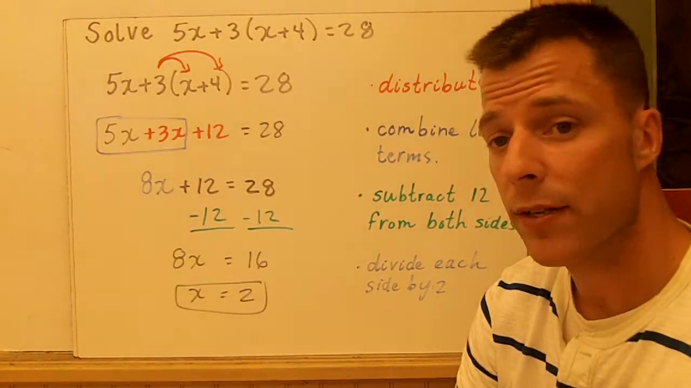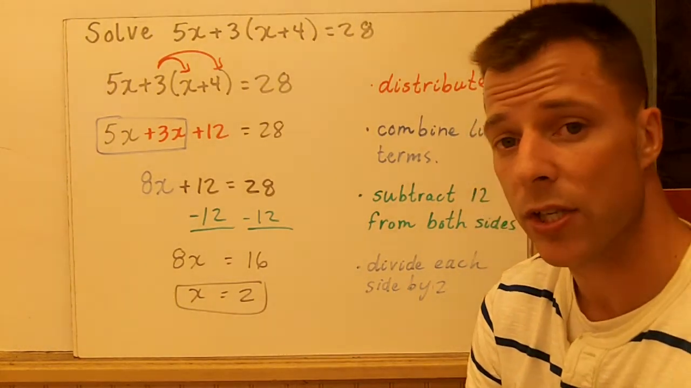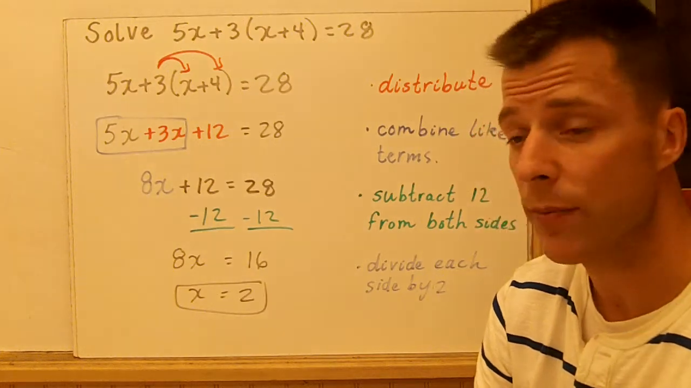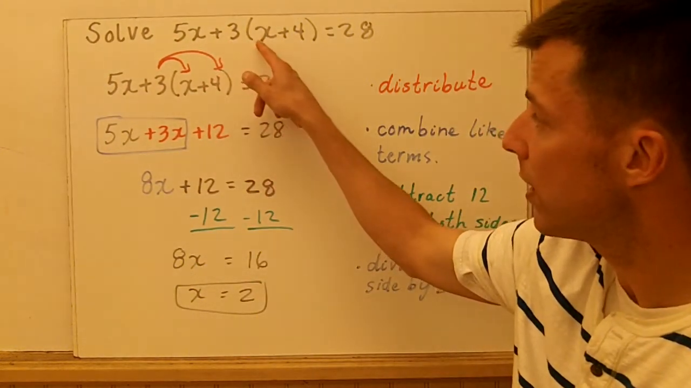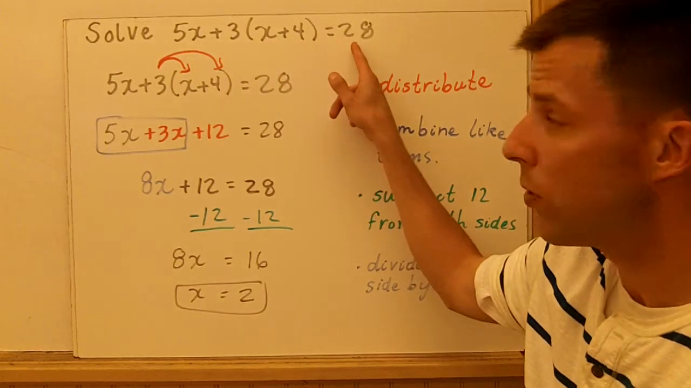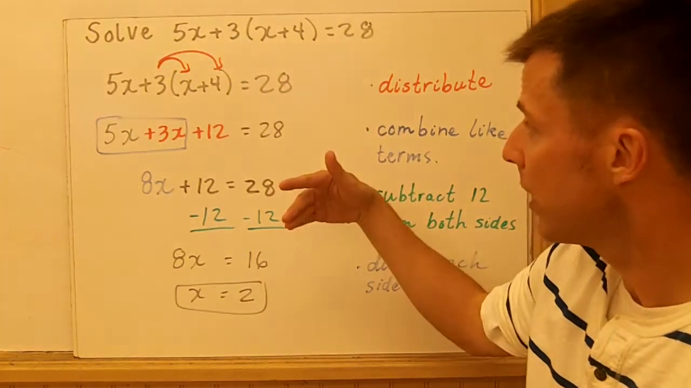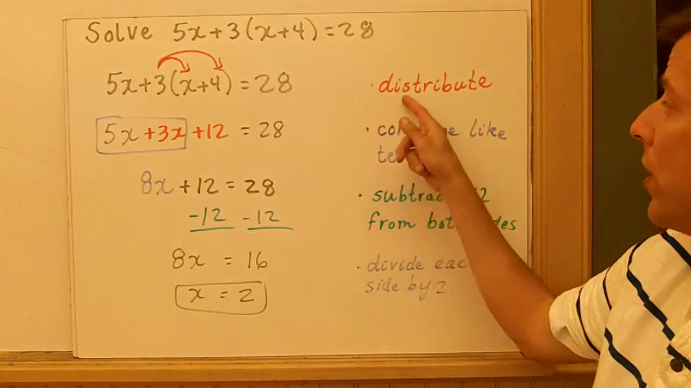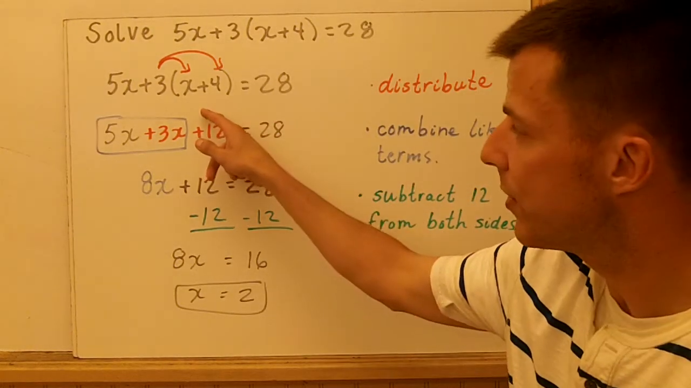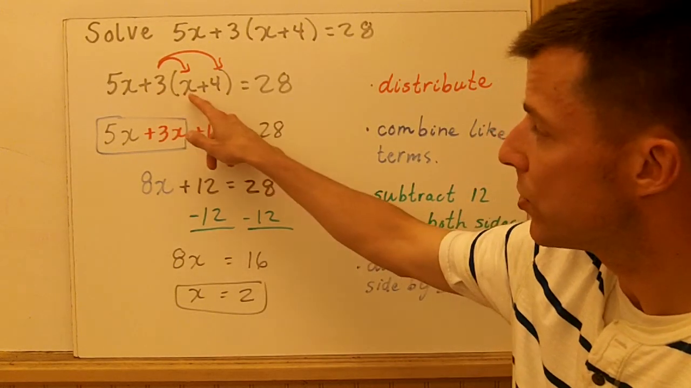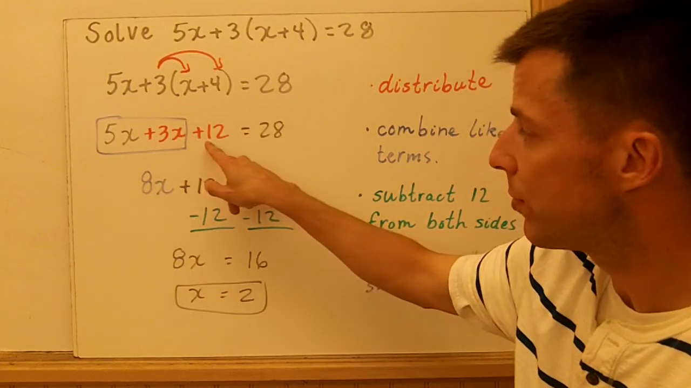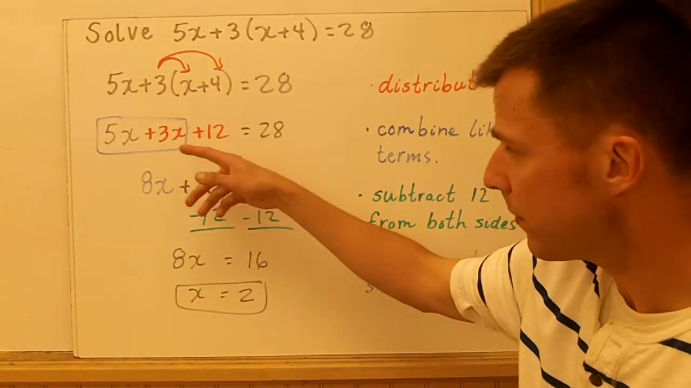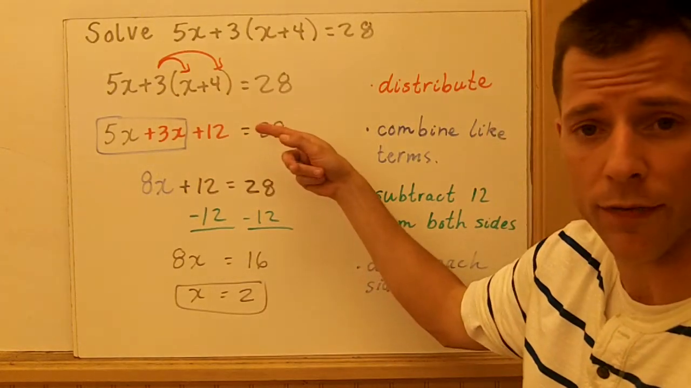Okay, so here's another multi-step equation that is actually going to use one of our properties, the distributive property. We're going to solve 5x plus 3 times the quantity x plus 4 equals 28. So there's a lot going on. First step is always distribute. Get rid of that parentheses. So the 3 is going to be distributed to the x and to the 4, which gives me 3x plus 12 here in red. Every other term is going to come along for the ride.